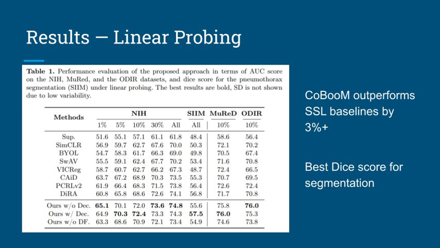In terms of segmentation performance, CoBooM achieved a dice coefficient of 57.5 on pneumothorax segmentation tasks, which marks the highest score among the evaluated methods. This indicates its strong capacity for learning spatial coherent and diagnostically relevant features.